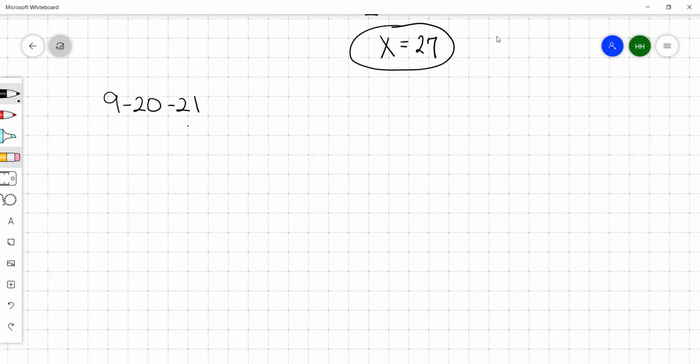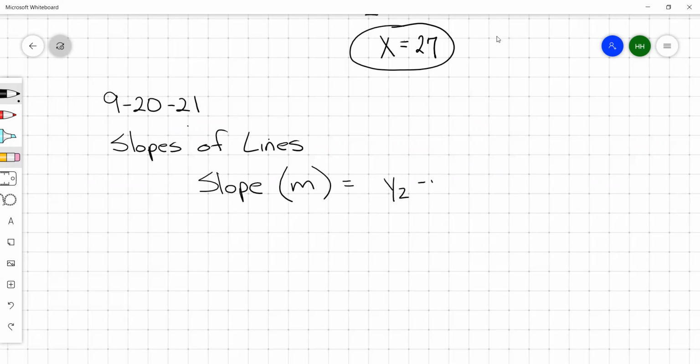All right, today you're going to be working with and finding the slopes of lines. And the formula for the slope of a line, which is referred to as M in the slope intercept formula, is equal to your y sub 2 minus your y sub 1 divided by x sub 2 minus x sub 1.